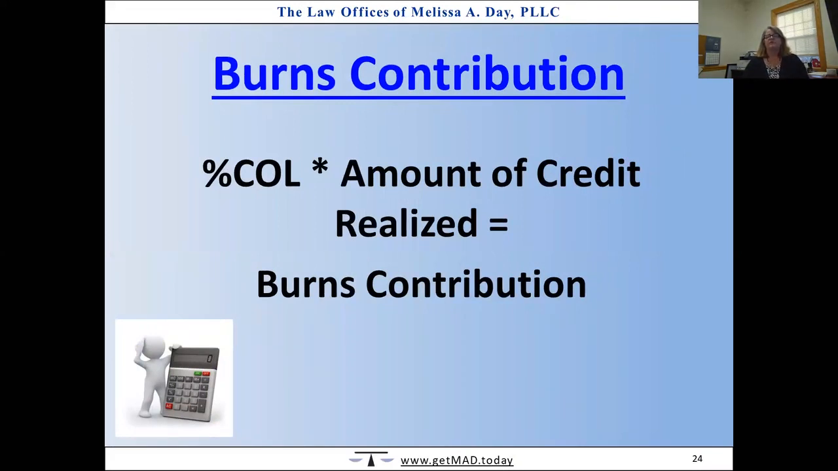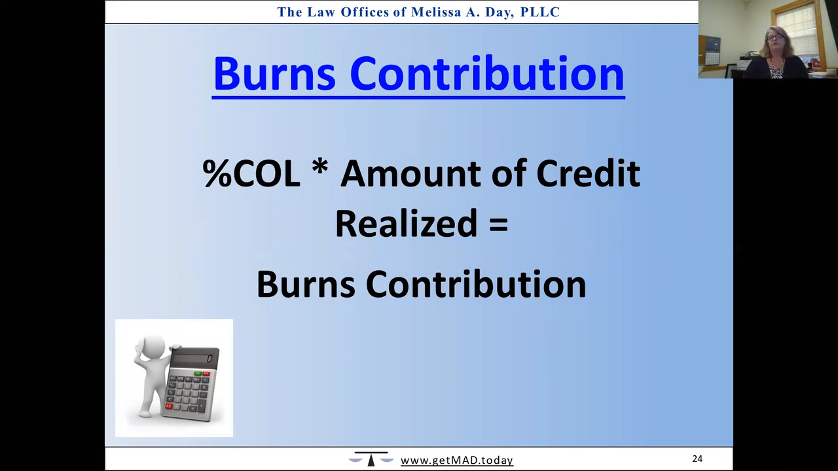The Burns contribution, and this is a formula, so this is the mechanism by which you determine the attorney's fee associated with the credit as it's realized, is you take the same percent cost of litigation that we use to determine our fees and costs associated with our lien recovery, and you multiply that by the amount of the credit realized, and that's going to be your Burns contribution. Another way to think of the Burns contribution is it's your attorney's fee on your credit. And you don't pay that attorney's fee until you realize the benefit of the credit.